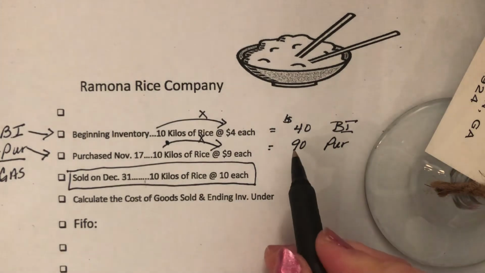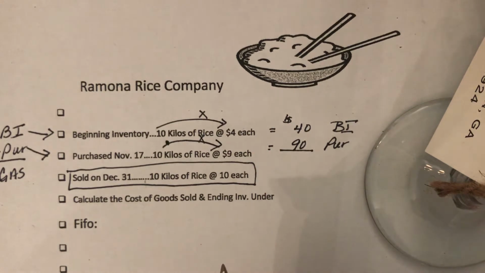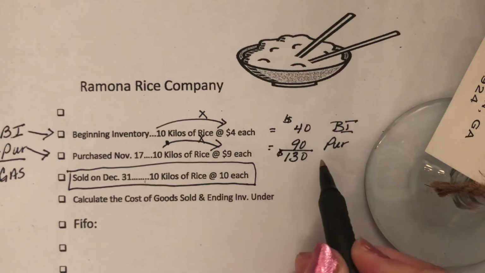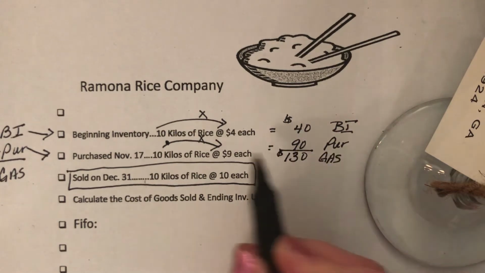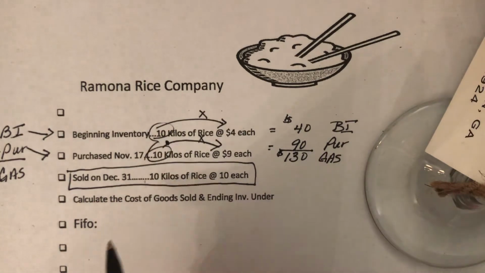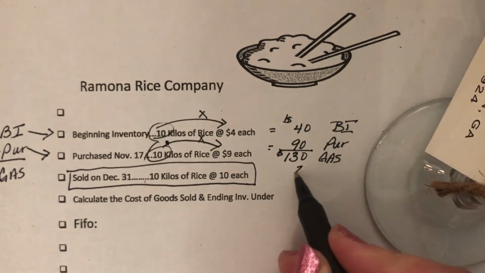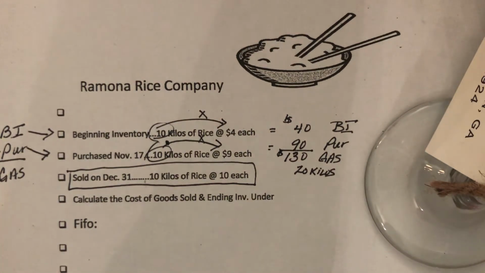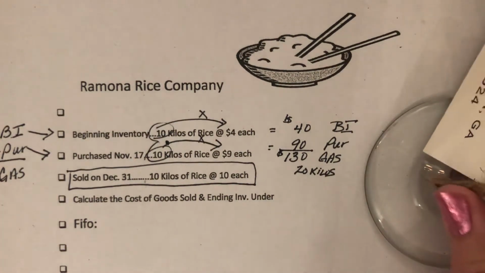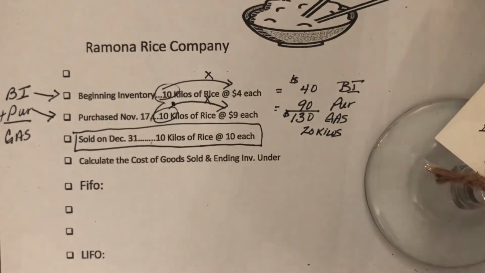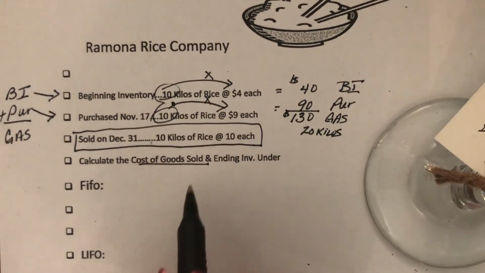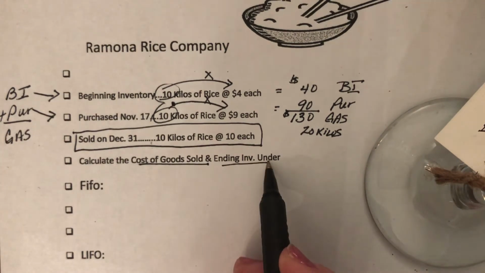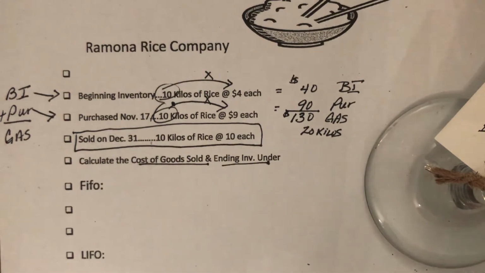I wish I had it the other day, but I did not have it done at that time. So goods available for sale would mean we have $130 worth of rice. And currently we have 20 kilos, okay? So that's 20 kilos valued at $130. Now we want to find two things here. We want to find cost of goods sold, which is the amount we've sold, and then we want to find what's left, ending inventory. So we want to start with cost of goods sold.